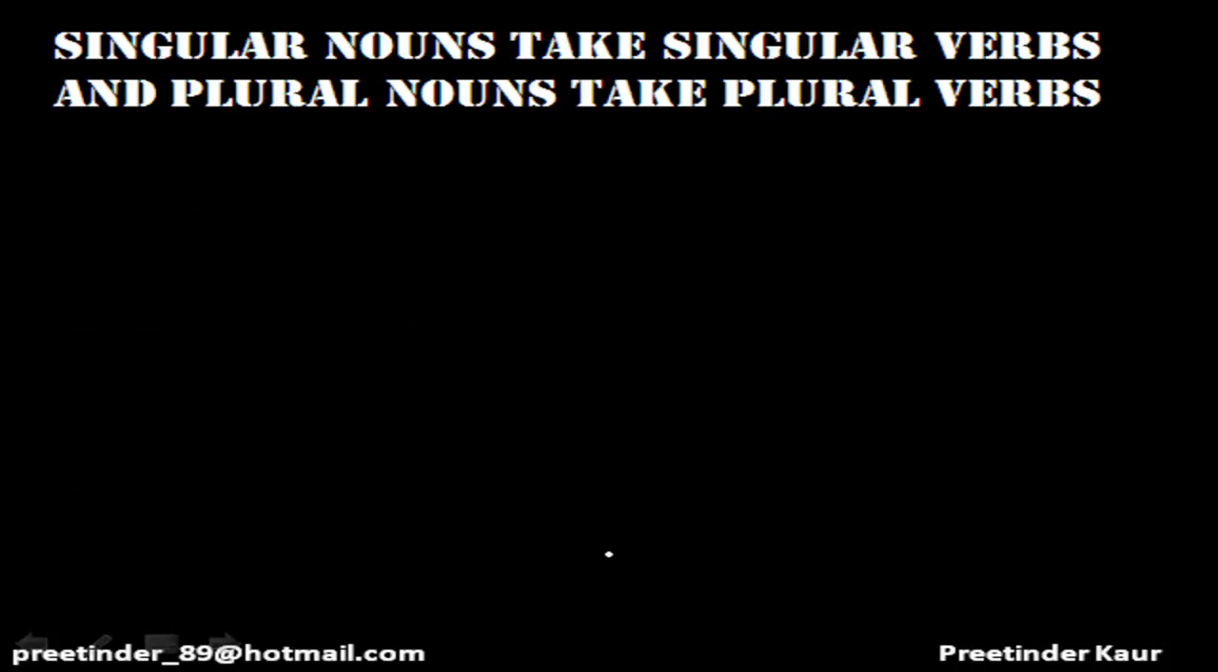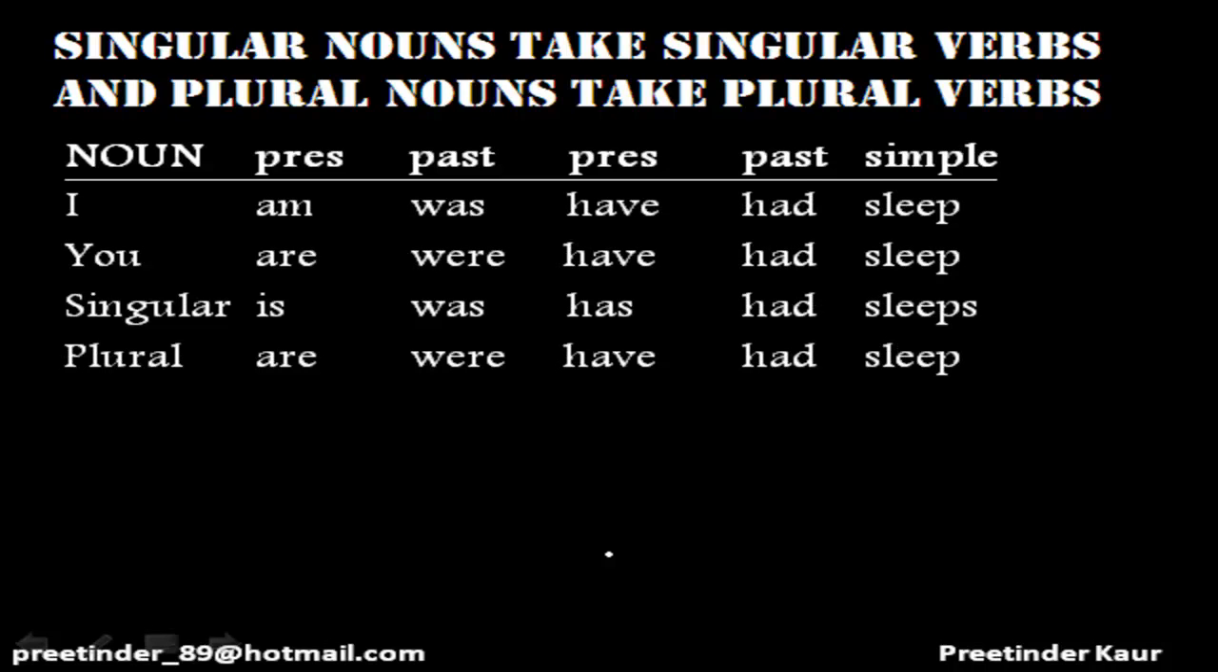First of all, rule number 1, singular nouns take singular verbs and plural nouns take plural verbs. So I've made a table for you in which on the left side you can see the different nouns and pronouns that you can have. Whenever we have to use the noun or pronoun related to ourselves, that is I, we use am in the present tense and was in the past tense. These are the simple tenses. For example, I am eating, I was eating. In the present perfect we use have, I have been eating, and in the past perfect we use had, I had been eating.